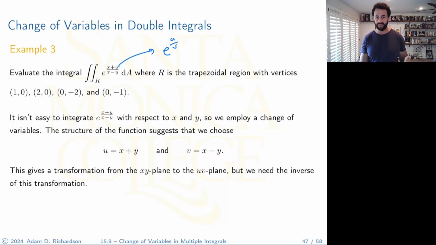Now here is the thing. This gives a transformation from the xy plane to the uv plane, but we need the inverse of this transformation. So this is that going backward idea. We've got the fish scale, but what we really want is a square or something like that.